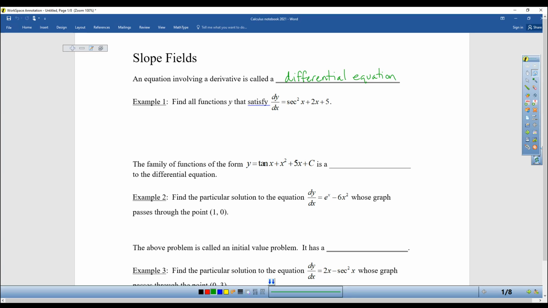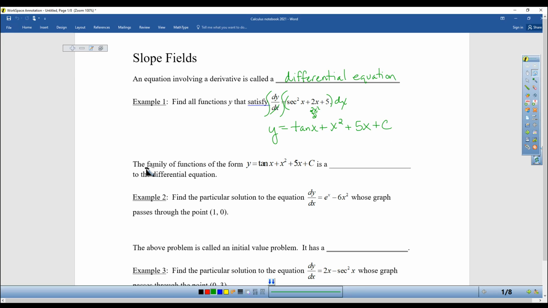If we're given an equation like this, I can move the dx to the other side and integrate both sides. The integral of just dy is y. With respect to x on this side, the integral of secant squared is tangent of x, and 2x is going to be 2x squared over 2, so I'm just going to write plus x squared plus 5x. Remember, the derivative of tangent is secant squared, so this is one that you either have memorized or have on your appendix. And then, of course, we always add plus c.